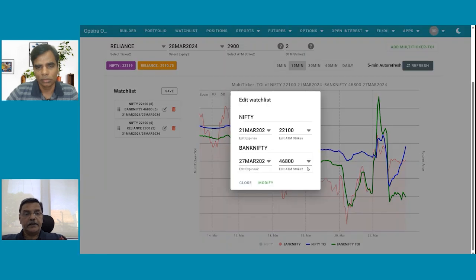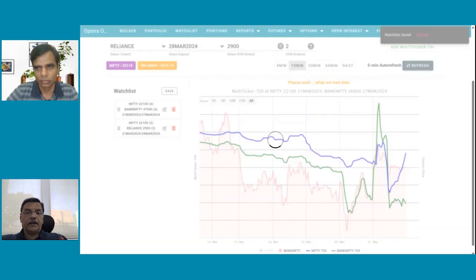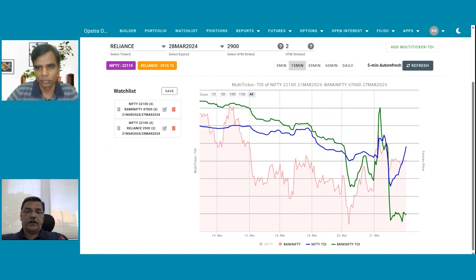Yes. Once you click on edit, let's say this is what you plotted this morning, but tomorrow morning, since the Bank Nifty level will be different from Nifty, you can click edit and bring it to the ATM of tomorrow. Automatically that will change. Yes, modify. Again, like we said earlier, please wait while we load data. These two, multi-TOI and multi-ticker-TOI, take some time in loading, so you have to bear with it. We try to improve the speed, but this is, I think, the best which can happen. It will take a few seconds compared to the earlier TOI.